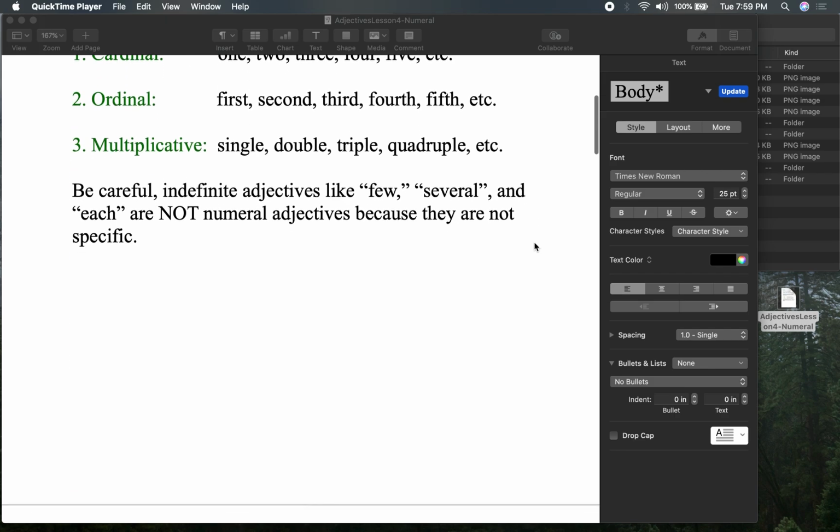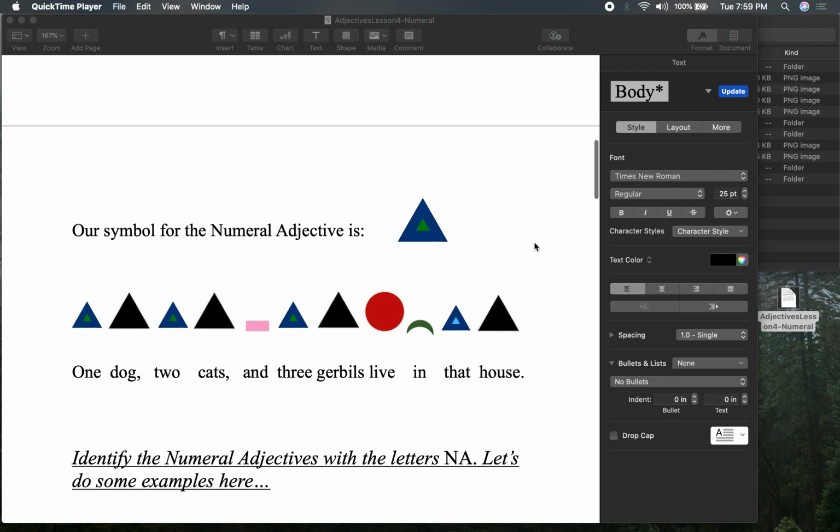Okay, so our symbol for the numeral adjective is the adjective symbol, and the adjective symbol here you see. One dog, 2 cats, and 3 gerbils live in that house. Now notice, 1 modifies dog, 2 modifies cats, 3 modifies gerbils, and what kind of adjective is that? Yes, it is a demonstrative adjective modifying house. And then we have our conjunction, our verb, and our preposition.